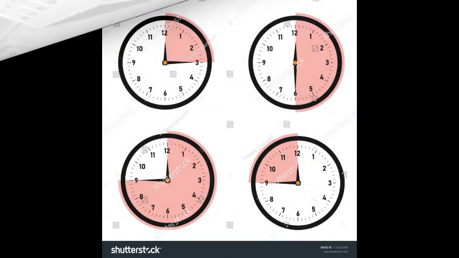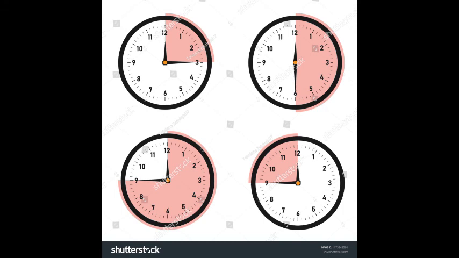Now see here children, if the minute hand points in a different direction, the time will be different. If the minute hand is pointing to 3, it is quarter past. If the minute hand is pointing to 6, it is half past. Then if the minute hand is pointing to 9, it is quarter to the next number. Like this only we have to find the time in the clock.